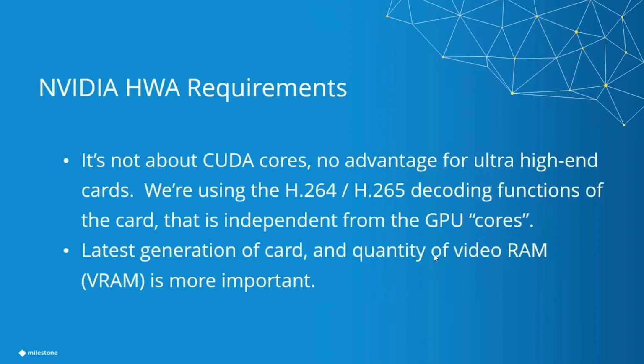And it's not about the CUDA cores. So you're thinking, what if I put a Tesla card in there, a really high-end, super powerful NVIDIA graphics card? You're going to be throwing your money away with regard to hardware acceleration for what we're doing with H.264, because we're not using the CUDA cores. It's not that part of the card that we're taking advantage of. There's really no advantage for these ultra high-end cards. We're taking advantage of a different chipset on those cards that deals with the H.264, H.265 decoding and encoding, and it's an independent function from the GPU core. So you don't need to go crazy on your graphics card.